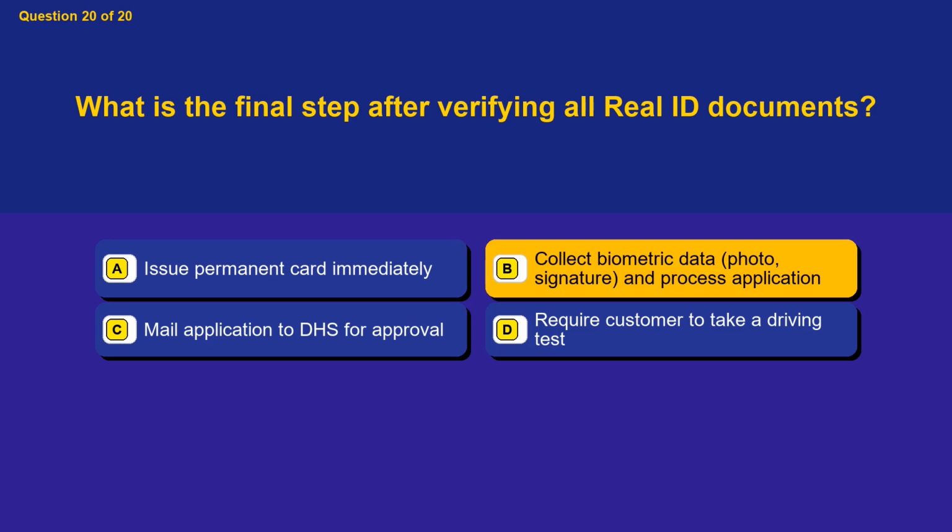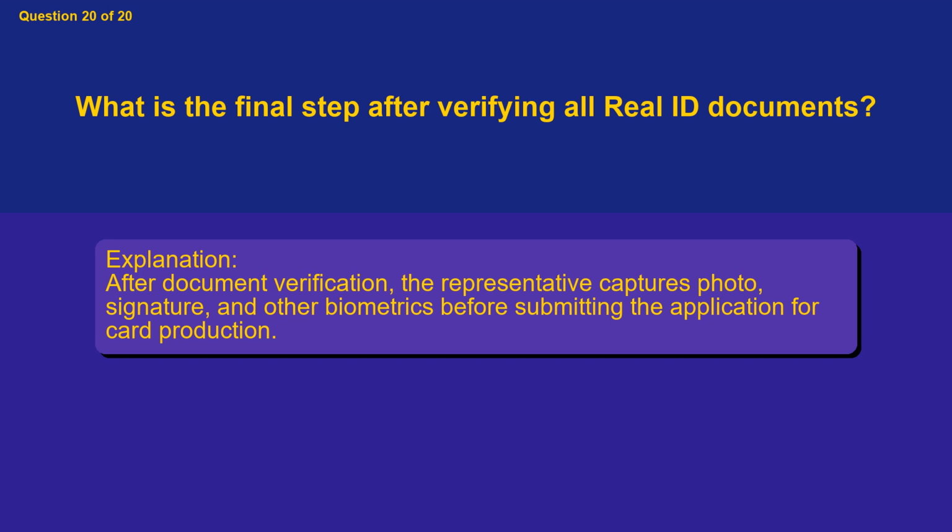The correct answer is option B, collect biometric data, photo, signature, and process application. After document verification, the representative captures photo, signature, and other biometrics before submitting the application for card production.